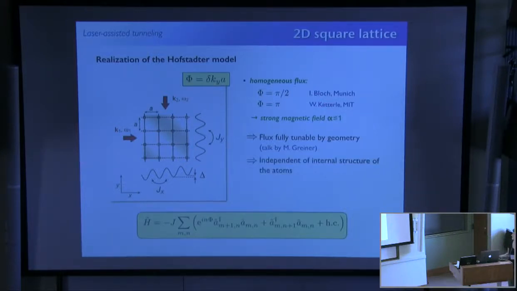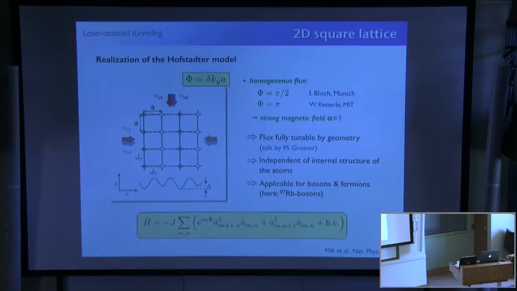And just to mention, this is independent of the internal structure of the atom, so you can apply it to bosons or fermions or different species. Here we are working with bosonic rubidium atoms. I skipped a lot of experimental challenges and details, so our final setup looks actually like this, which is a lot more complicated, but the essential idea is the same.